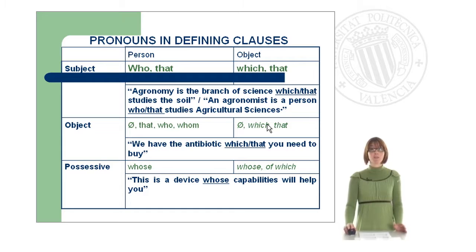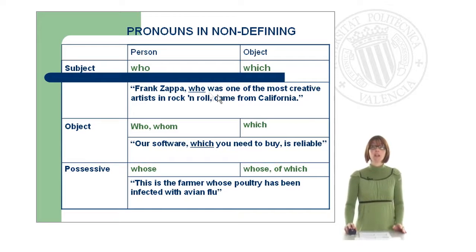Now let's have a look at what happens in non-defining relative clauses. In non-defining relative clauses, if the relative pronoun is working as a subject, remember you always use who and you never use that if you refer to a person, and you use which if you refer to an object. If the relative pronoun is working as an object, we normally use who or whom to refer to a person and which to refer to an object. And to finish, if the relative pronoun is a possessive, we normally use whose to refer to people and whose of which to refer to objects.